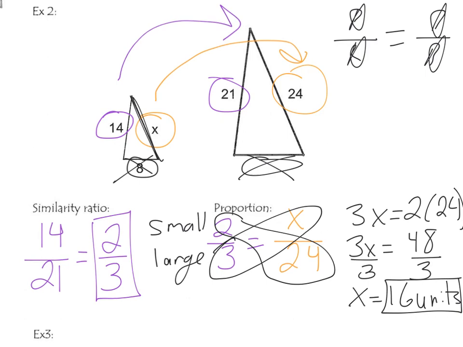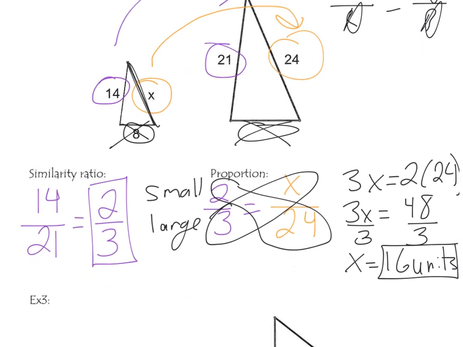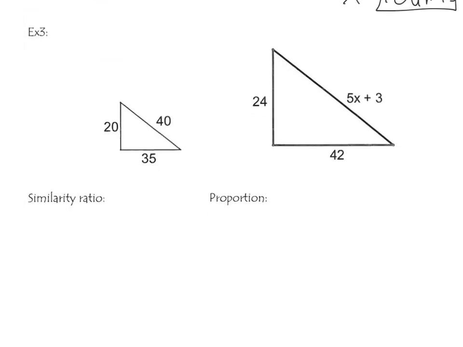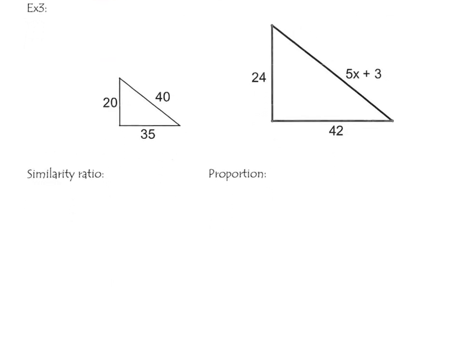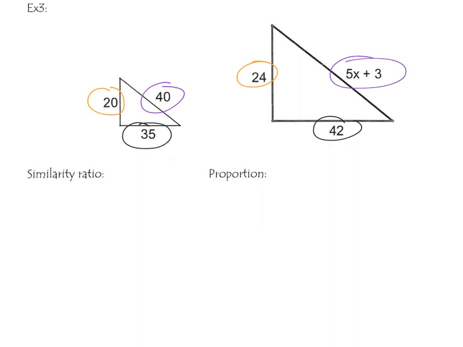Let's look at this last example. In this one, I have 3 things that match up. I have 20 with 24. I have 40 with 5x plus 3. And I have 35 with 42. I don't need all of those, so I can pick which ones to use. But I have to use, in this case, the purple ones because that has the x involved.